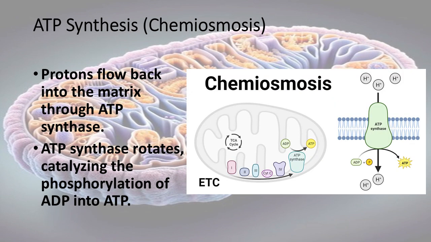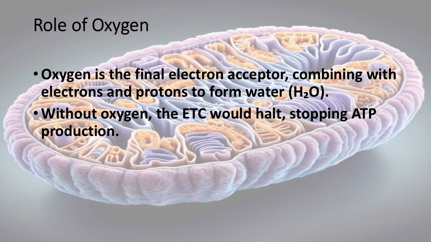ATP synthesis, chemiosmosis. Protons flow back into the matrix through ATP synthase. ATP synthase rotates, catalyzing the phosphorylation of ADP into ATP. Role of oxygen: oxygen is the final electron acceptor, combining with electrons and protons to form water, H2O. Without oxygen, the ETC would halt, stopping ATP production.